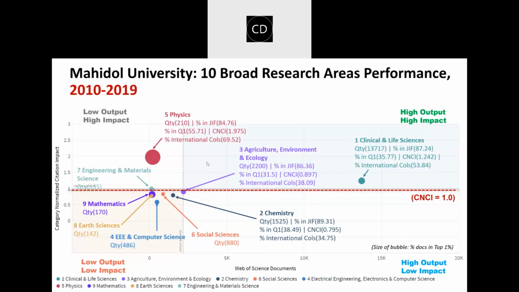By plotting this on a scatter plot, it also shows you some kind of a SWOT analysis. So for example, here on the top right, these would be research areas that have high output and high impact, because they are performing above average in terms of CNCI. Then over here, you have high output, low impact, then low output, high impact, and low output, low impact.